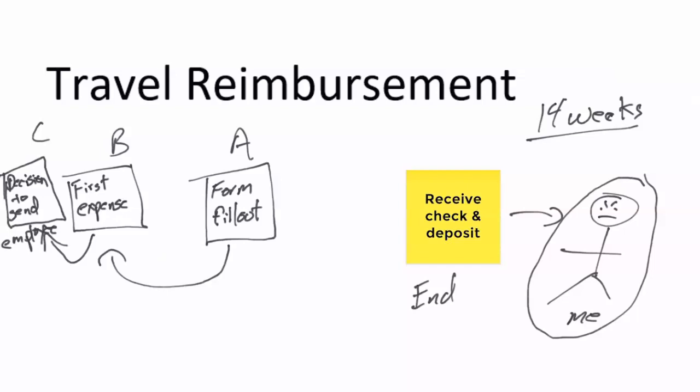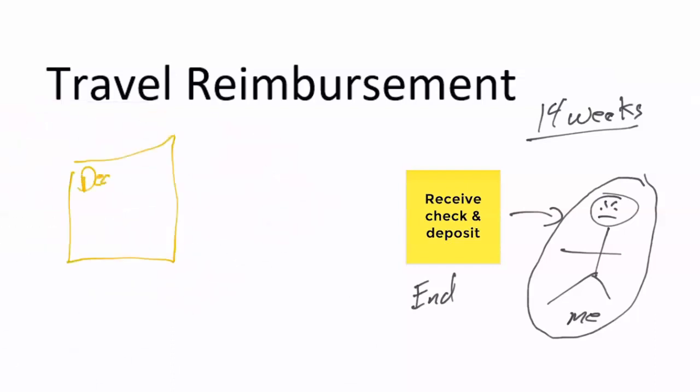All right, we're back. We've been trying to figure out where we should scope this process improvement project. Should it be at option A, form fill out, option B, first expense incurred, or option C, decision to send the employee? And here's what the team agreed upon. We decided as a team that we should go furthest upstream, decision to send the employee, and we'd explore all of the activities and steps that led to an eventual receiving of the check.